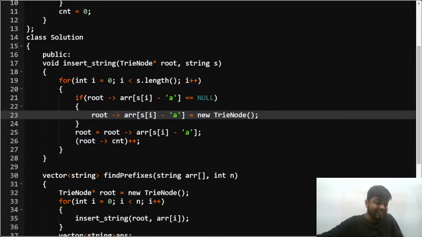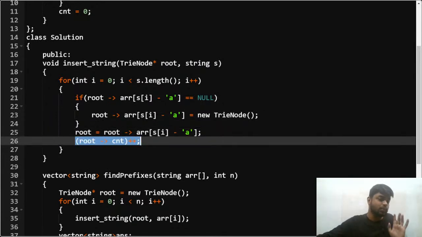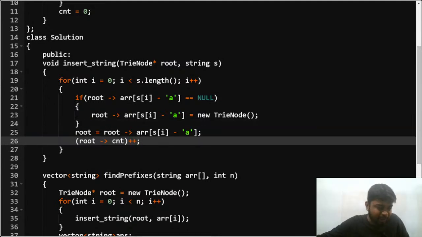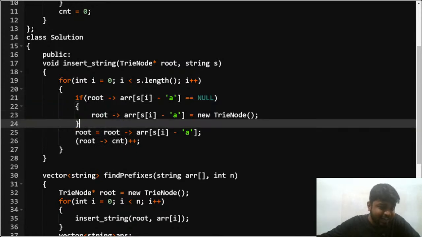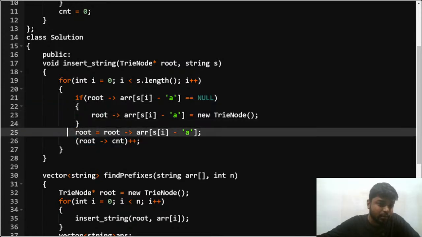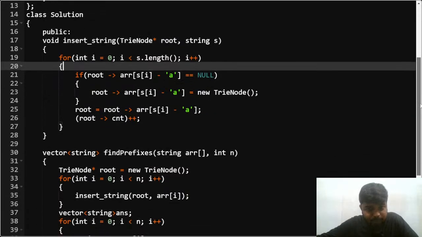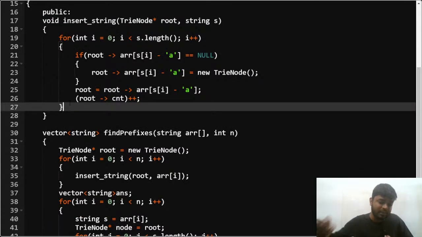Otherwise, if it is already existing, then I'll simply move to it and increase its counter, right? This is what I will do. You can write this part in else also, but that doesn't matter. So if a node was not existing, you'll add it, and then you'll increase its count and you'll move your root to that node, right? That is what you will do. Now this way your trie would get constructed one by one, as I told you in very much detail.